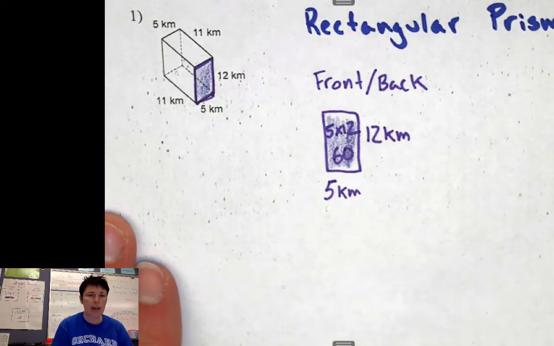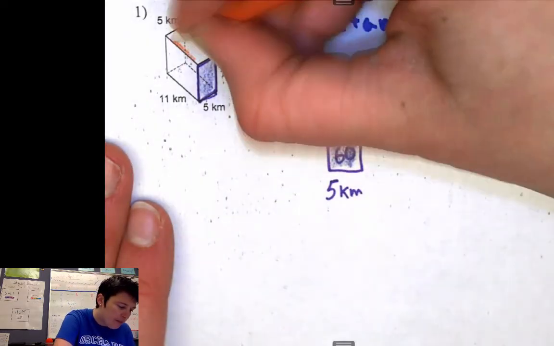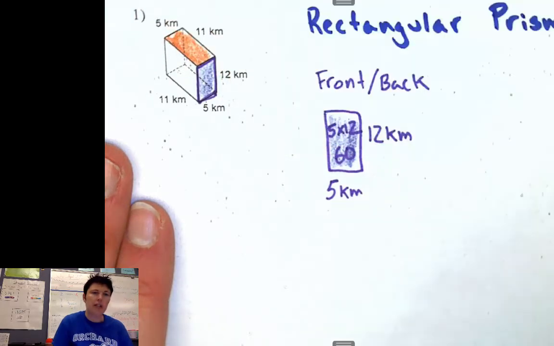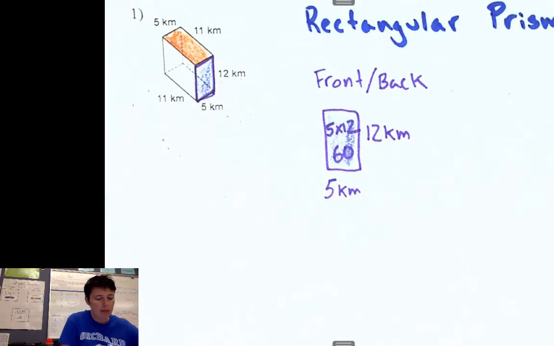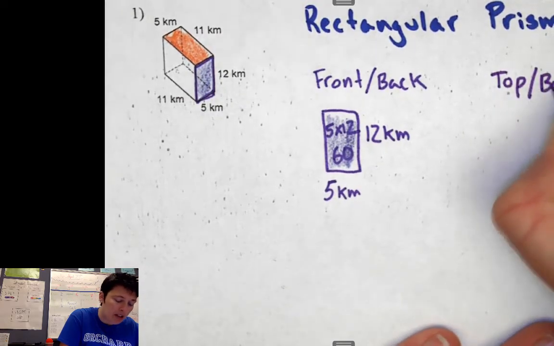That is our front and our back. Now let's do, how about top and bottom? So I'm going to make the top orange. I'm going to change my color. Here's the top. It is this piece right here, all in orange. The top, which I'm going to label over here, top and bottom, are going to match each other.